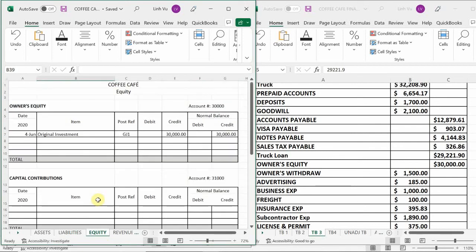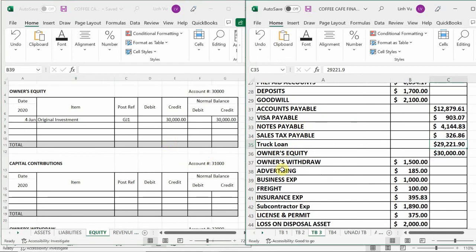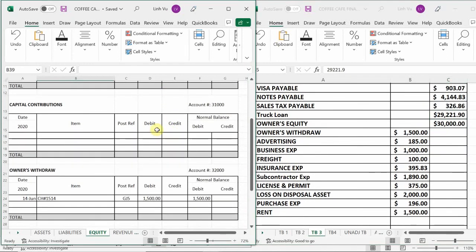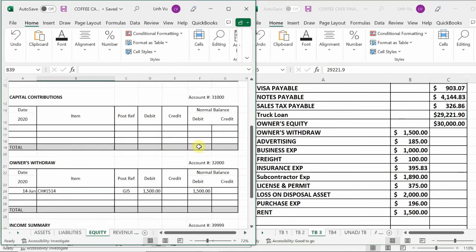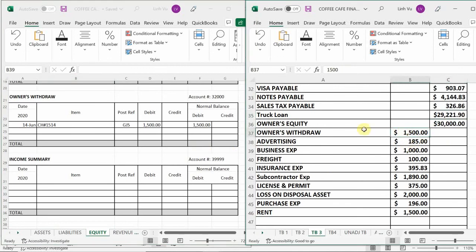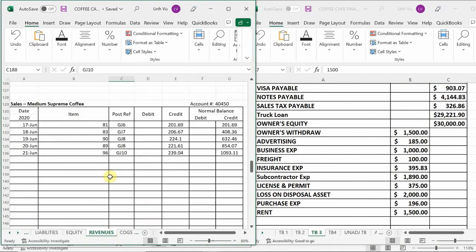Okay. So now owner's equity, right? What's my owner's equity? 30,000. It's still at 30,000. Any capital contributions? No. Any withdrawals? Yes, 1,500. Still the same, 1,500. And income summary, right? We don't have that yet because we haven't closed our accounts yet. So nothing there. Okay. But we do have revenues.